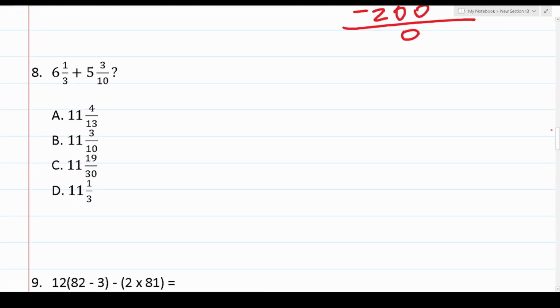All right, let's go ahead and move on to number 8. Number 8 says 6 1/3 plus 5 3/10. So we want to add these mixed numbers. And let me write these off to the side to get started. We have 6 1/3 plus 5 3/10.